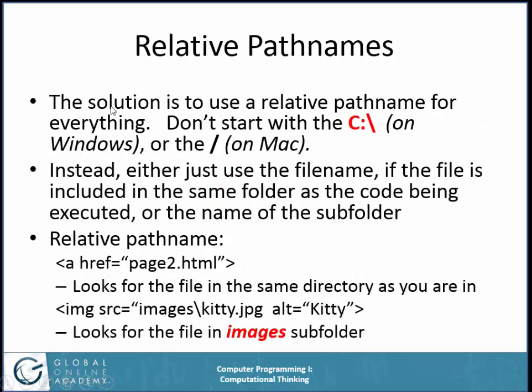So how are we going to do this? We use relative path names. The solution is use a relative path name. That means you don't start with the C:/ on Windows or with the first front slash on a Mac. Instead, you just use the file name if the file's included in the same folder as the code being executed, or just the name of the subfolder. So here's a relative path name. A href equals page2.html. Wherever the HTML is that I'm running right now, there's another file called page2.html. Go find it, link to it. Whatever directory I'm in here for the image, whatever folder I'm in, I've got a subfolder called images. Inside there, there's a file called kitty.jpg.